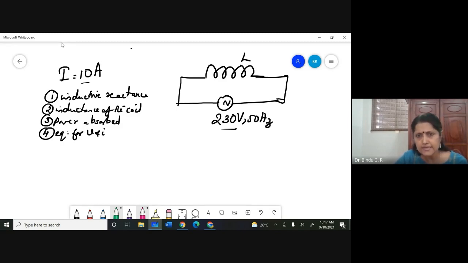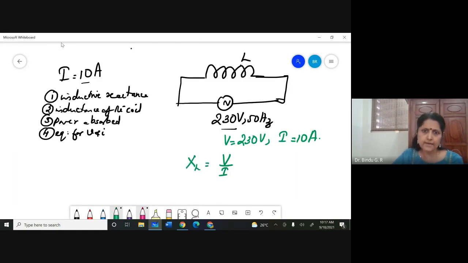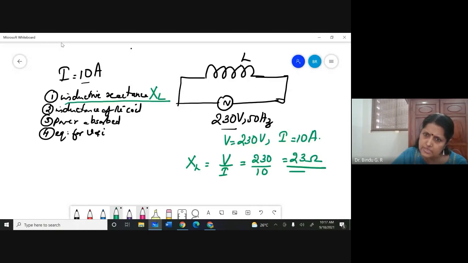V is given as 230 volts. I is given as 10 ampere. In a resistive circuit, V by I is equal to R, but in a purely inductive circuit, V by I is equal to XL. I am asked to find the inductive reactance XL. XL is equal to V by I, that is 230 by 10, which is 23 ohm. Its unit is ohm.